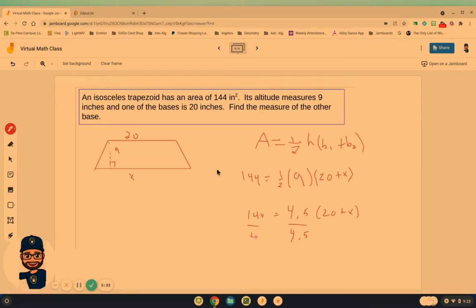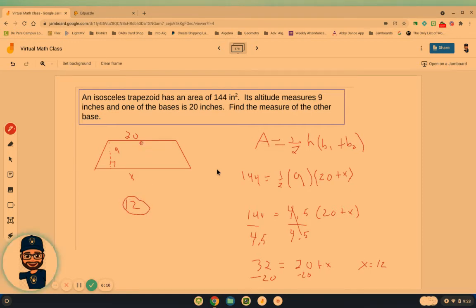So we need to figure out what is 144 divided by 4.5? 32, so 32 equals 20 plus x. How do we undo that 20? Well, we would subtract the 20 from both sides, meaning x would equal 32 minus 20, which is 12. That missing side would be 12.